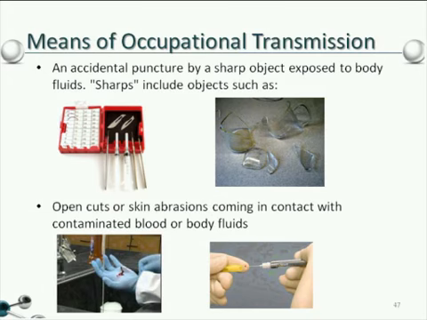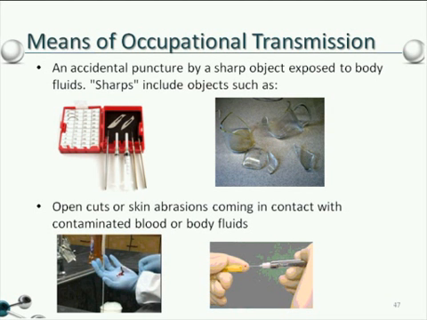So a lot of accidental occupational transmission happens when somebody's accidentally punctured with a sharp. And what are typically sharps are scalpels, needles, broken glass. You have maybe a needle that was exposed to somebody else and you accidentally pricked yourself through your glasses. That's the occupational transmission. Open cuts that come in contact with contaminated blood or body fluids.